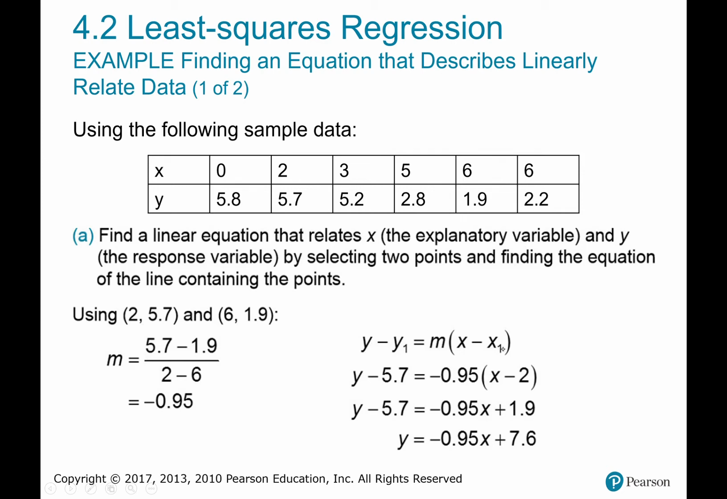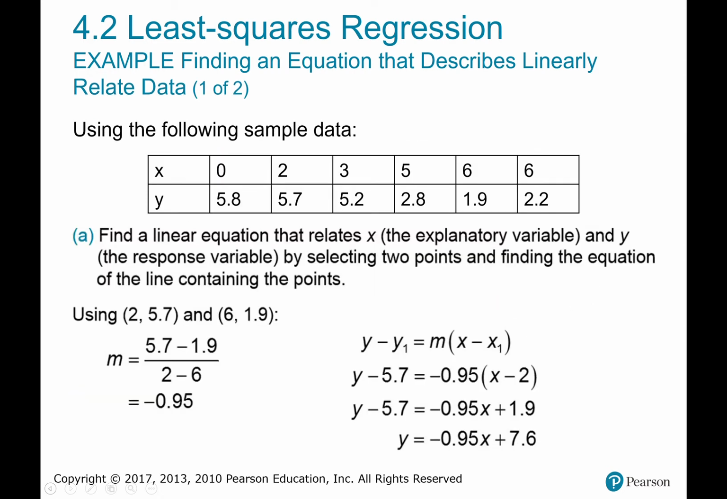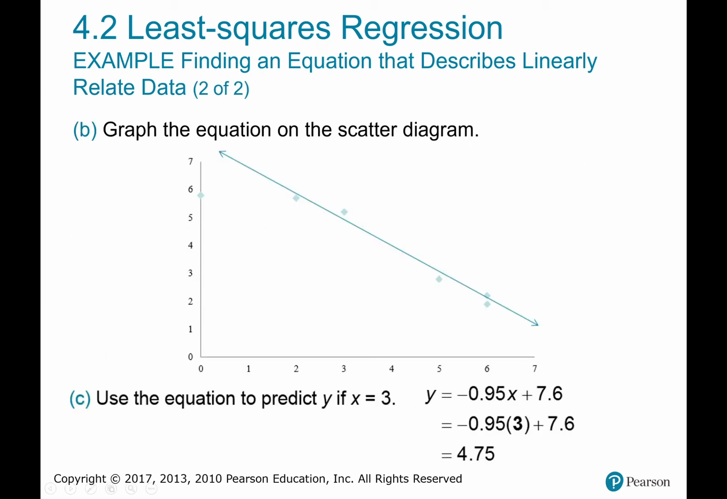y minus y1 equals m times x minus x1. So m is the slope, and x1 and y1 is the point. You can use those to calculate the formula for this equation if you're given data in this type of format. I'm kind of curious why they use 2 and 5.7 when they have a 0 there, but that's fine. They can do whatever they want. So they calculate the slope. That's your m. Plug these values in, and then they can solve for the equation of the line, and it has a negative correlation in this case.